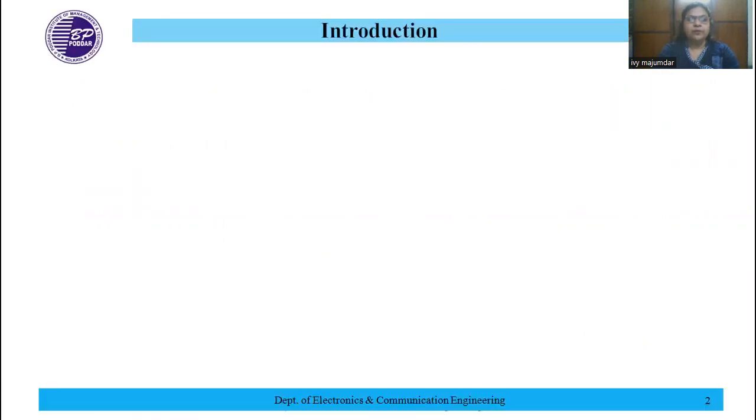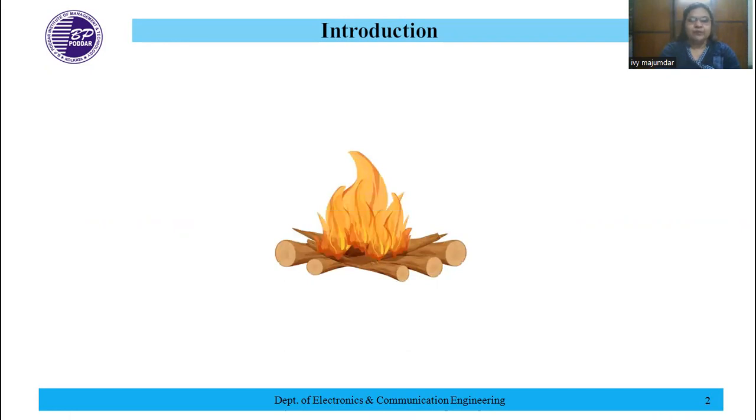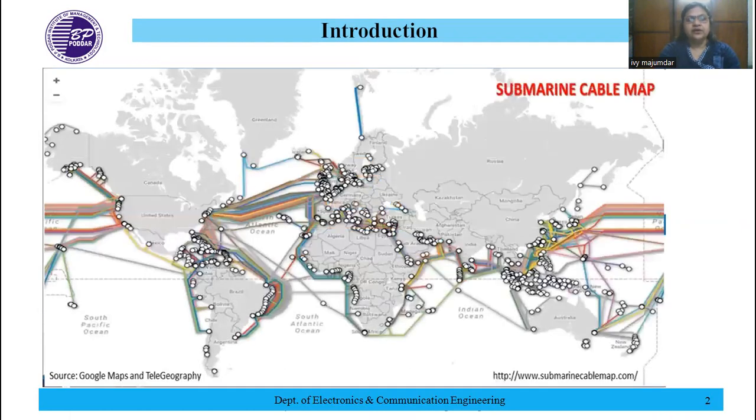Now, optical communication is not new to us. Probably it started with the invention of fire. But with the advancement of electronic science and invention of laser and other optical communication related components, nowadays we are connected across the oceans through fiber. This picture has been taken from Google Maps and telegeography.